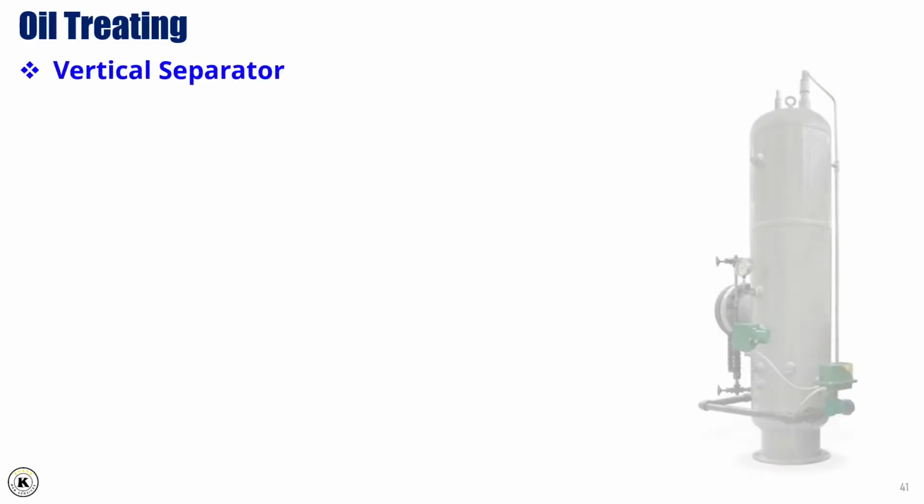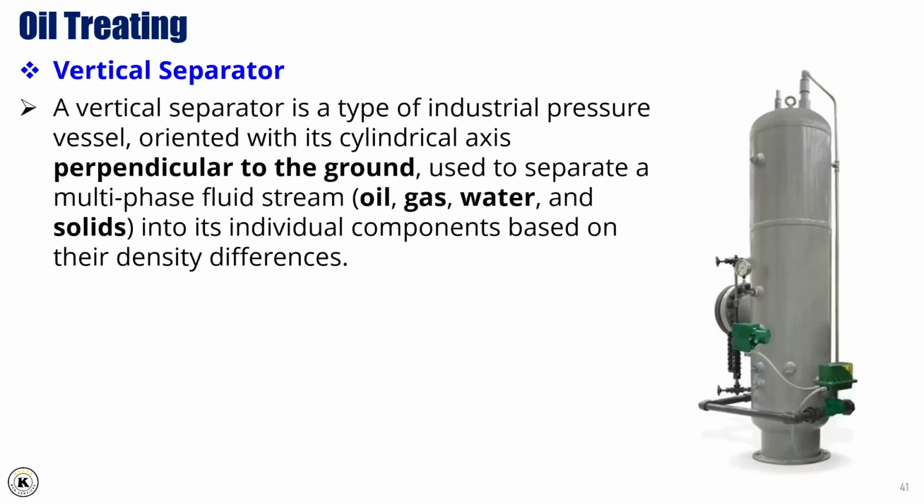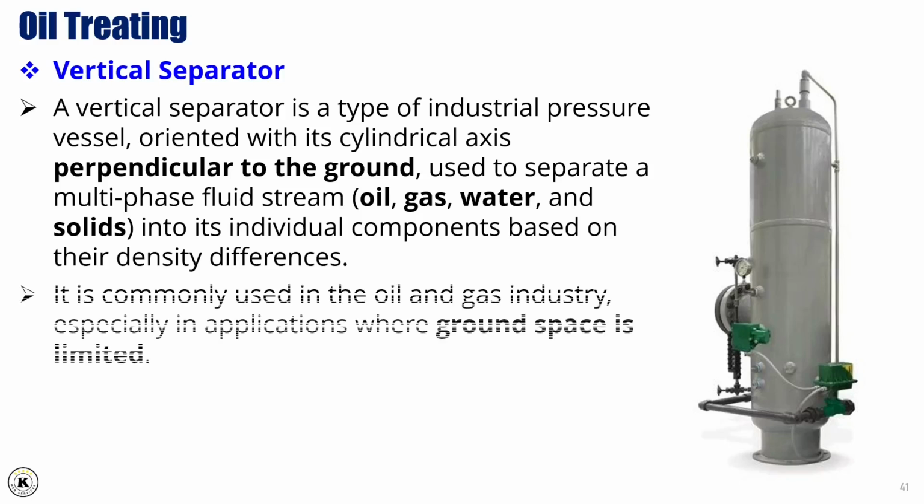Vertical separator. A vertical separator is a type of industrial pressure vessel, oriented with its cylindrical axis perpendicular to the ground, used to separate a multi-phase fluid stream, oil, gas, water, and solids, into its individual components based on their density differences. It is commonly used in the oil and gas industry, especially in applications where ground space is limited.